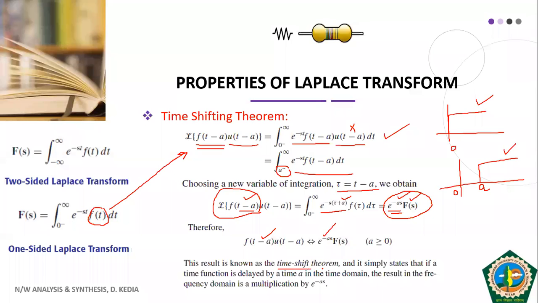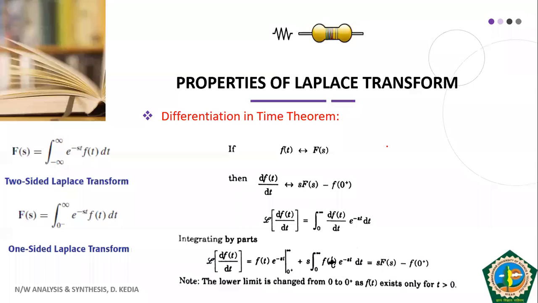As I told you, this is the time shifting theorem, and it simply states that if your time function is delayed by a time a, where a is greater than 0, so t minus a means you are delaying. See, we have delayed this unit step. Then the result will be multiplication by e raised to power minus as. If you advance in time, had it been t plus a, then here also we would have got plus as. So mathematically, in case of time shifting, it is minus to minus, plus to plus, whereas in case of frequency shifting, it is plus to minus and minus to plus. Okay.